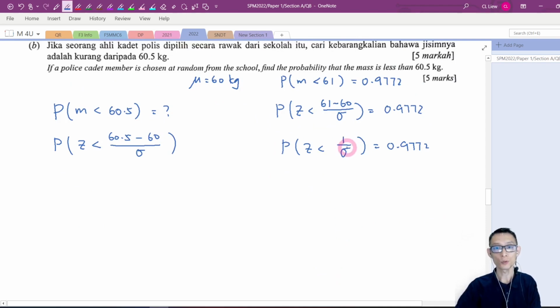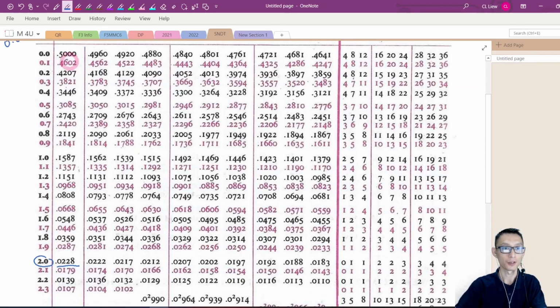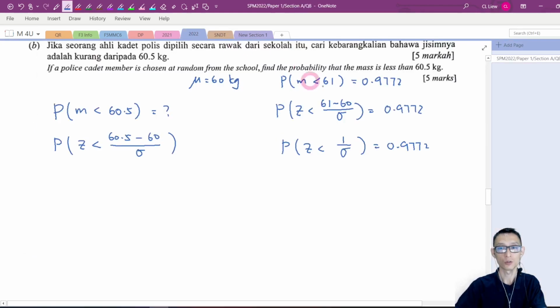Okay, now we want to get the value for this one so that we can find the standard deviation. So we need to use our standard normal distribution table, or you can use your calculator. But if you are using the standard normal distribution table, you will notice that the maximum is 0.5, right? We don't have 0.9772. Okay, let me draw a diagram to help you to visualize the situation.